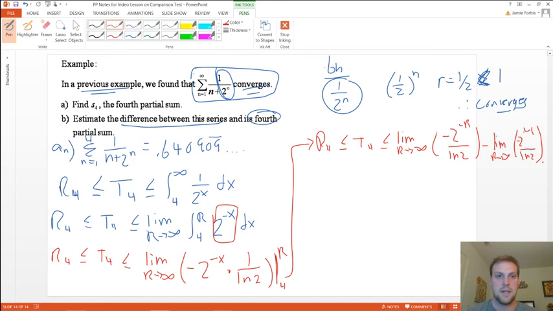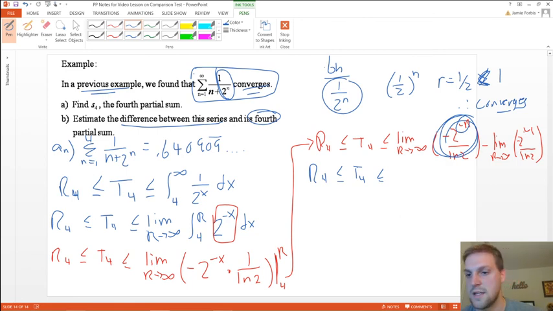Okay. Now, solving this piece out, I got that R4 is less than or equal to T4, which is less than or equal to the following. All right, if I take the limit of this right here, the negative r power brings the entire quantity down to the denominator. And that's going to actually end up being negative 1 over infinity, or just equal to 0. It's going to be an infinitely smaller fraction. And that's going to be minus negative 2 to the negative fourth over ln of 2.